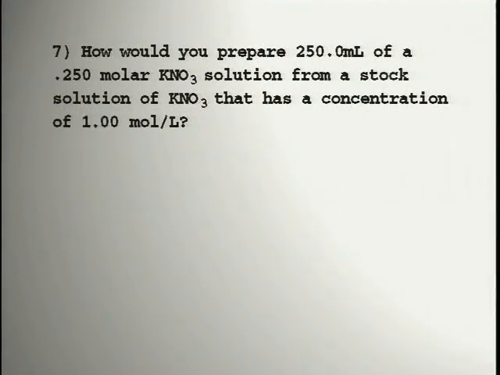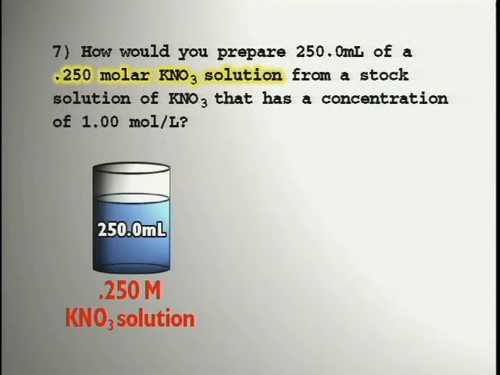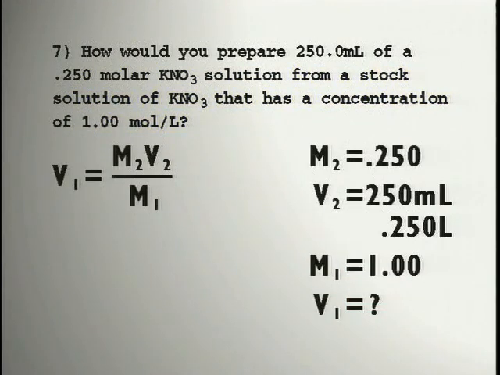Here's a problem involving volume and concentration using potassium nitrate instead of blue dye. How would you create 250 milliliters of a 0.25 molar potassium nitrate solution, or KNO3, from a stock solution of potassium nitrate that has a concentration of 1 mole per liter? Again, the volume of the first solution, which is the stock solution, equals the molarity of the second solution times the volume of the second solution divided by the molarity of the first solution.